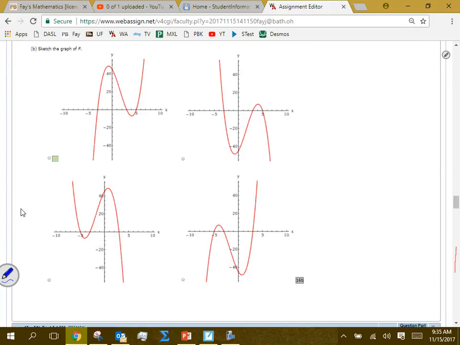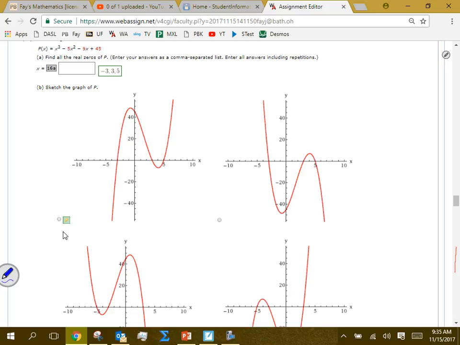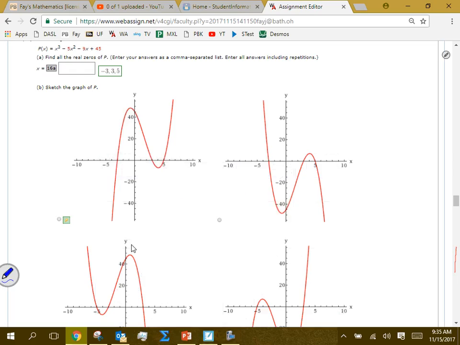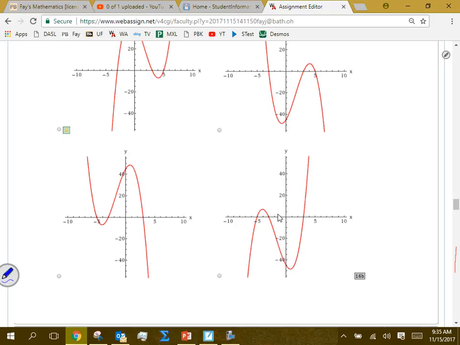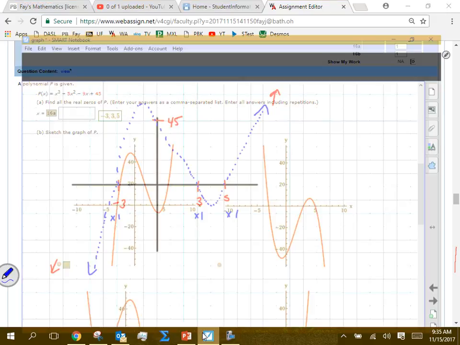So going through number 45, what were our x-intercepts? 3 and 5. So we're looking at this one here, right? 3 and 5. End behavior is the same over here. X-intercepts, sorry: positive 5, positive 3, and negative 3. Okay.